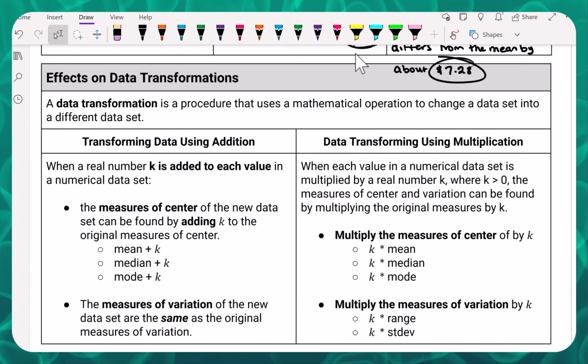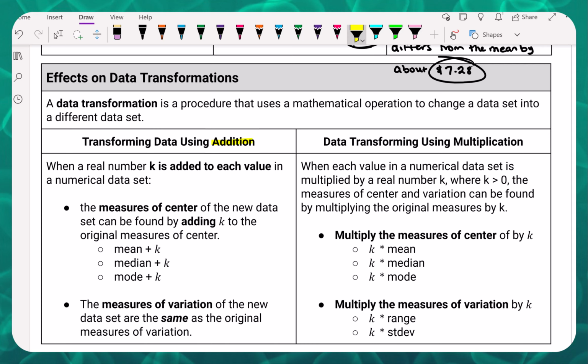All right, so here's the new stuff. What we're going to do is discuss how data transformations affect measures of center and measures of variation. So you may want to grab a highlighter or two. Let's talk first about using addition.